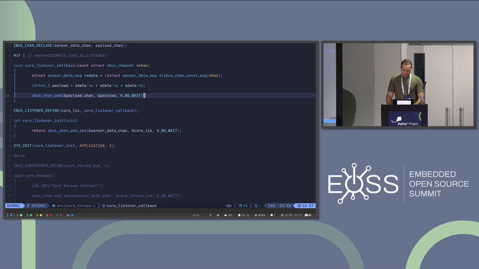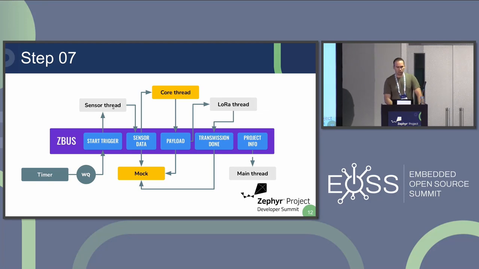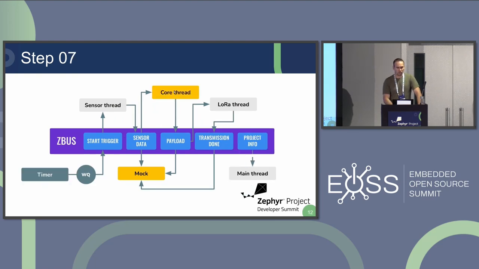But I don't know if you remember, there was a question there. What happened when the sensor thread published to the sensor data? It will call the core thread and the mock listener, right? But inside the core thread, we have a publish as well. So you make a kind of chain of publishes. It's not bad, but you need to be aware of it, because sometimes you will not understand what is happening there, but it happens exactly that.